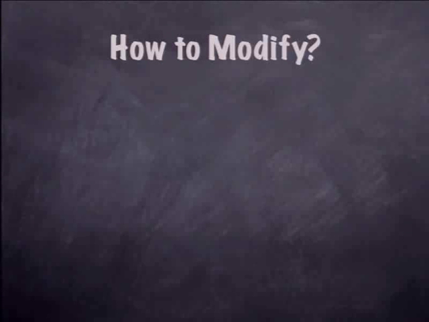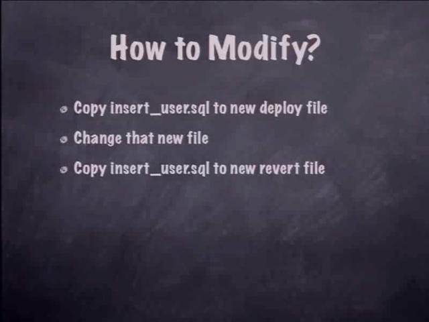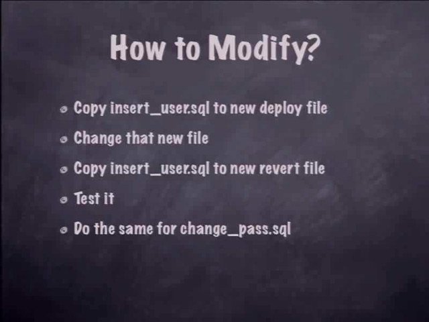Now, the question is, how do we go about modifying the stored procedures, the functions, that insert users and change their passwords to switch from MD5 to pgcrypto? Typically, what we do is we copy the insert user.sql to a new deploy file, call it v2, make the change to that file, copy the original again to the revert file called v2, but don't make any changes to that one. And now we have three copies. I'm repeating myself, but this really does annoy me. And then you're going to do the same thing for the change pass script.